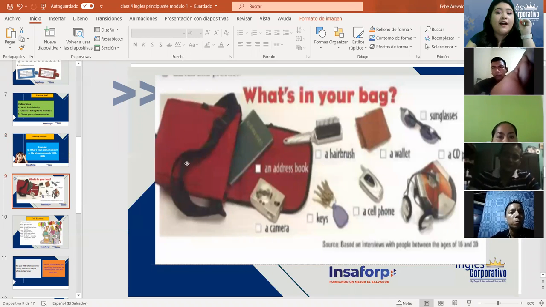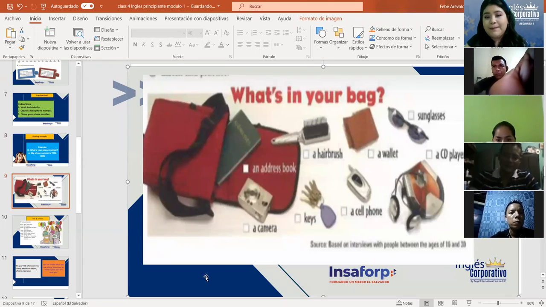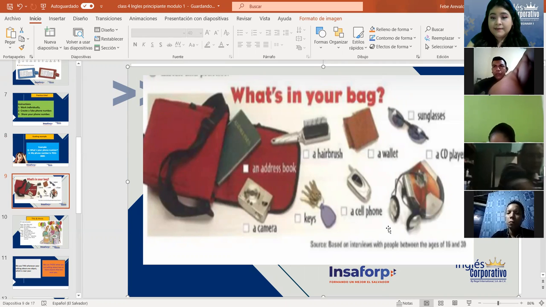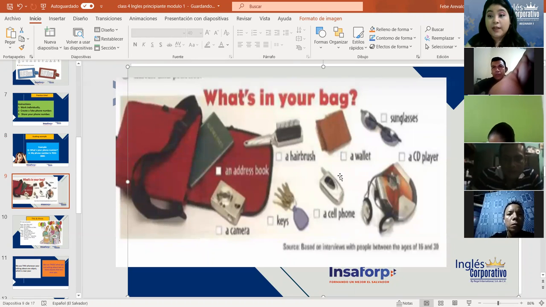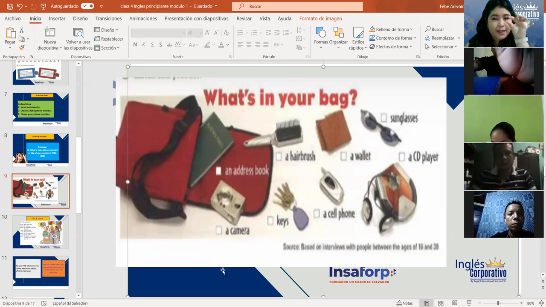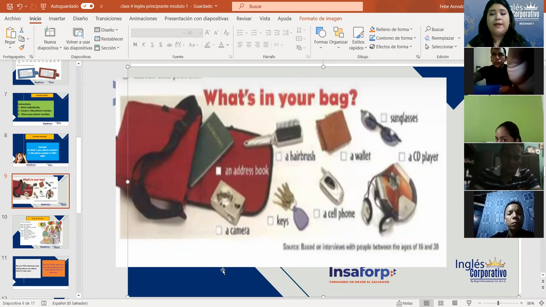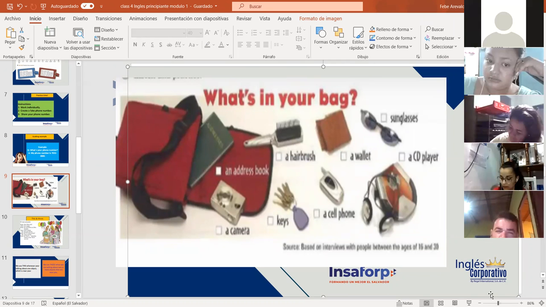Now let's go to this vocabulary. What's in your bag? We have an airbrush, an address book, a camera, keys, a cell phone, a wallet, a CD player, sunglasses. Now, if you don't have this vocabulary in your notebooks, you can copy this. You can also copy the name in English and the one in Spanish if you want, so that you don't get confused in the vocabulary.